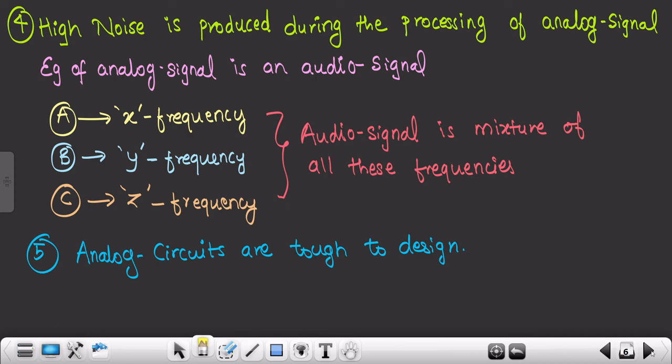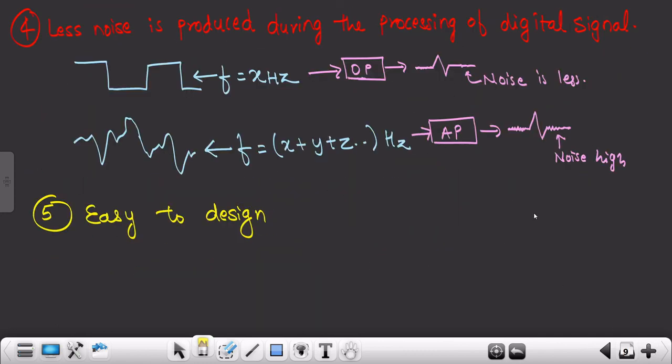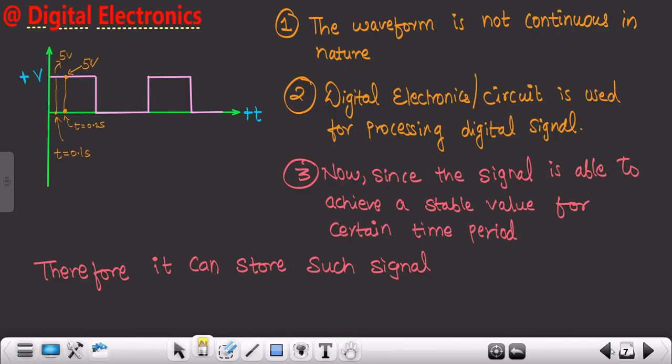But in case of digital electronics, as you can see over here, it has almost suppressed the noise, but in case of analog electronics it was not able to suppress the noise in that way, right? So that was the major drawback of analog electronics over digital.